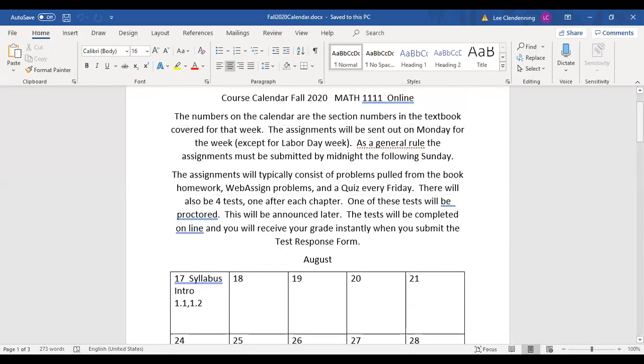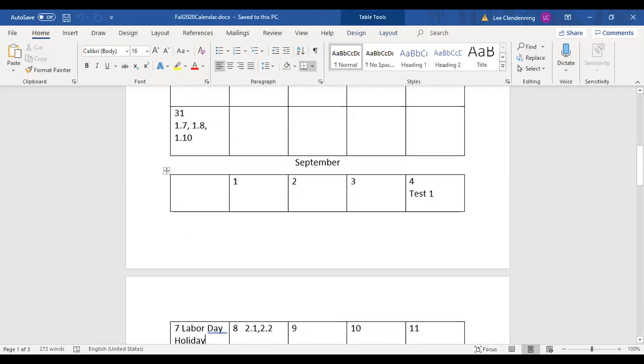And we are setting the deadline for the assignments to be turned in the following Sunday. So you have a whole week to work on them. In general, there will be problems pulled from the book homework that will not be turned in. There will be WebAssign problems and a quiz every Friday. We're going to have 4 tests, one after each chapter, one of which will be proctored. We'll announce that later. On all grades, you will receive your grade online instantly. I use forms that supply you your grade.